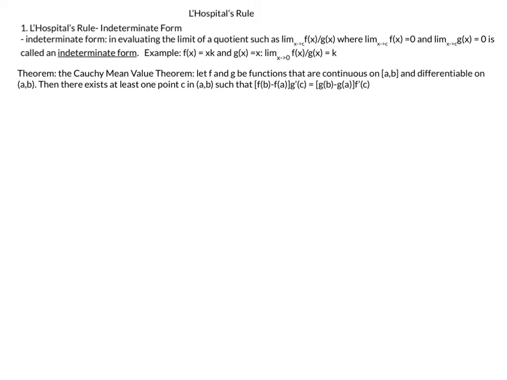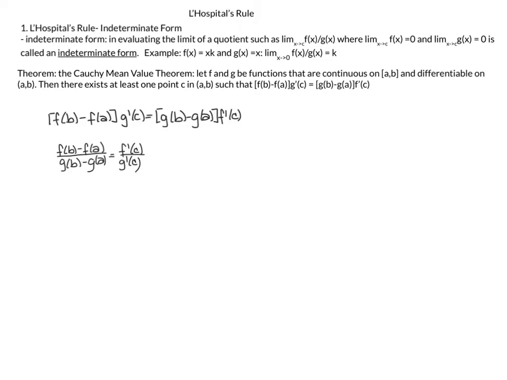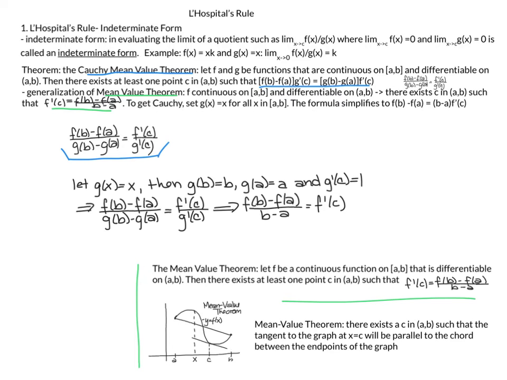Let f and g be functions that are continuous on the closed interval [a,b] and differentiable on the open interval (a,b). Then there exists at least one point c in the interval such that (f(b) minus f(a)) times g prime of c is equal to (g(b) minus g(a)) times f prime of c. And I have rewritten this Cauchy mean value theorem into this form. Just for whatever reason, it's easier for me to look at and to remember this form here.